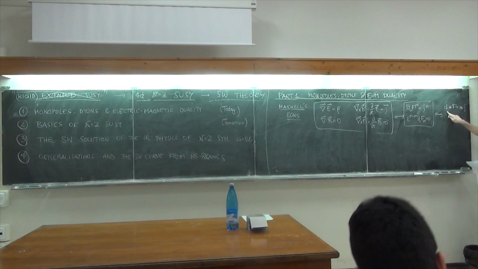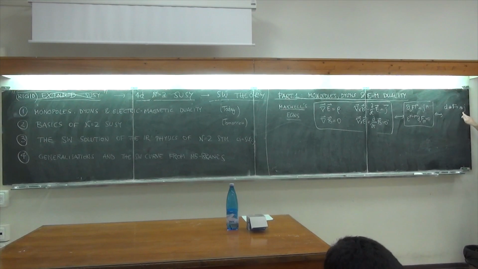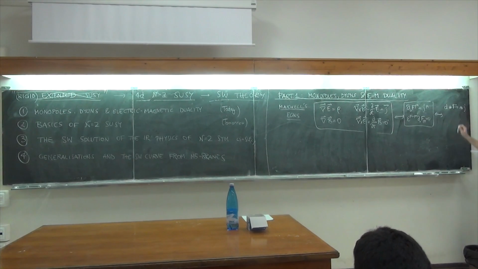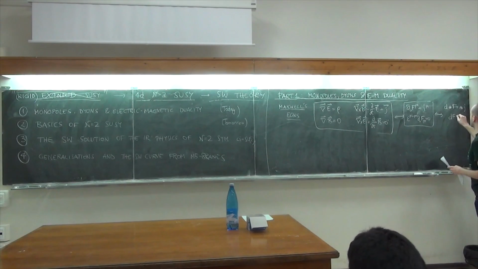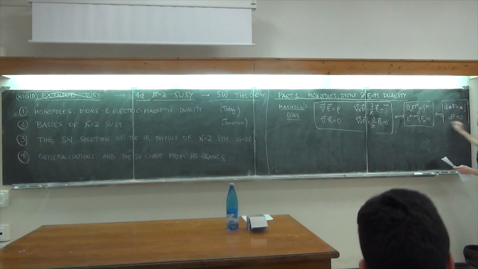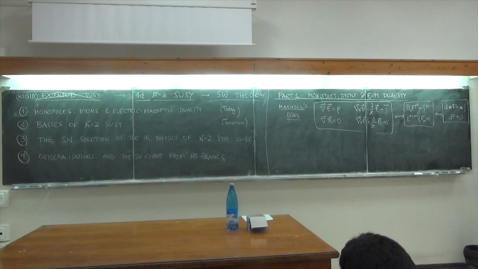So the equations of motion will be d star F equals star j, where star is the Hodge dual. Everybody familiar with form notation? And the Bianchi identity is dF equals 0. Okay.